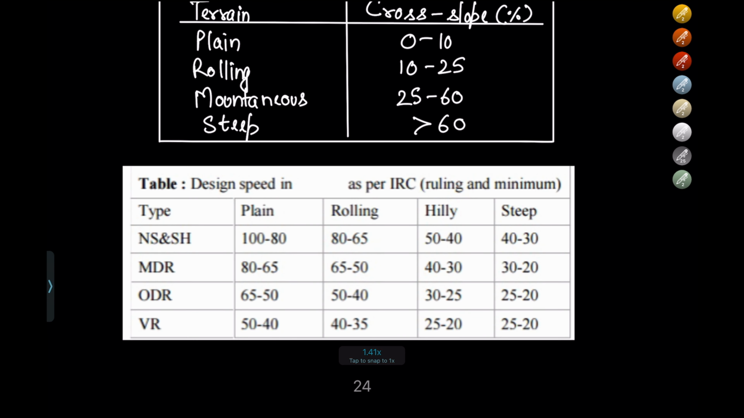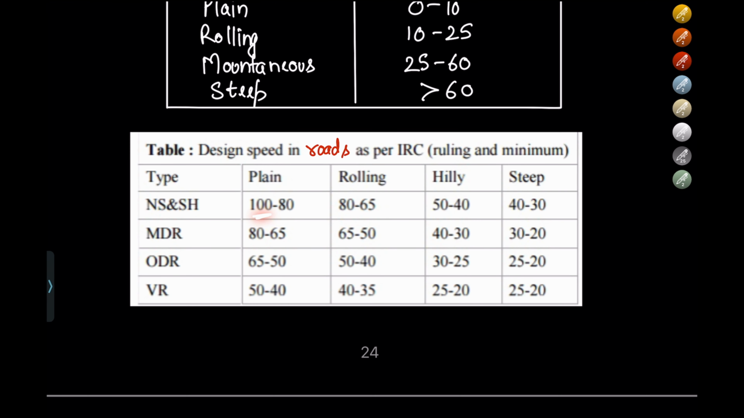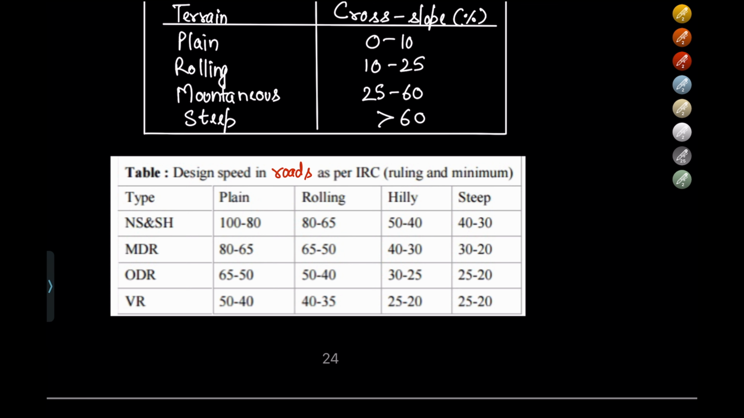So in this table, see here it needs to be written. Okay. So if we have a national highway or a state highway, it will have different design speeds when moving in different terrains. For steep terrain, it will have a minimum speed of 30 and maximum of 40. For hill it is 40 and 50. Next is 65 and 80. Next, for plain it is 80 and 100. Similarly, other road speeds are also defined.